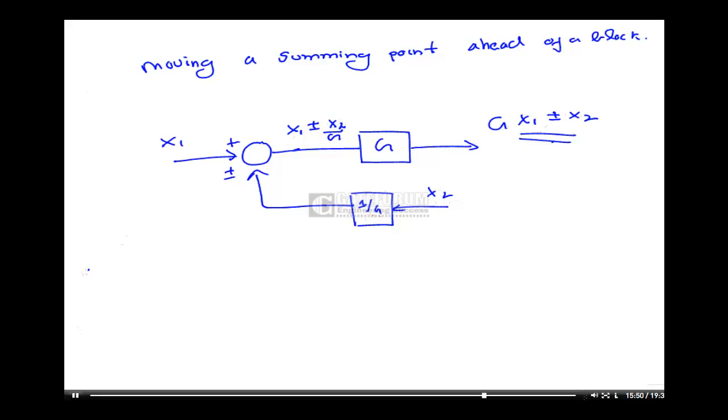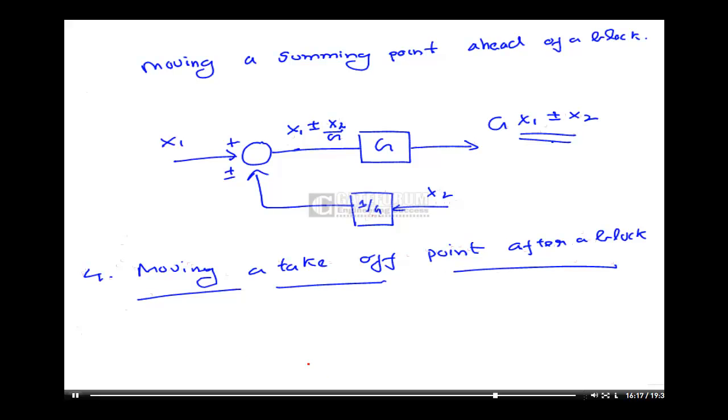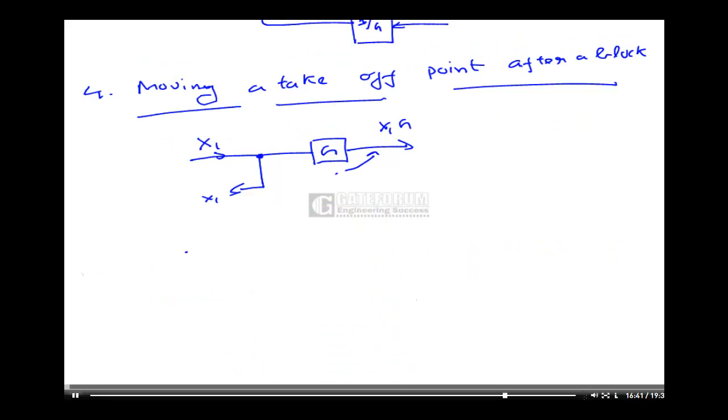Okay, the fourth one is for the takeoff point. This one is only for the summing point. Now there is another point which is called takeoff point. Moving a takeoff point after a block. I am having takeoff point from here. This is my x1, my x1. Suppose if I want to move this takeoff point to this point, what should I do? Again, the value at this point, the output at this point should remain same.